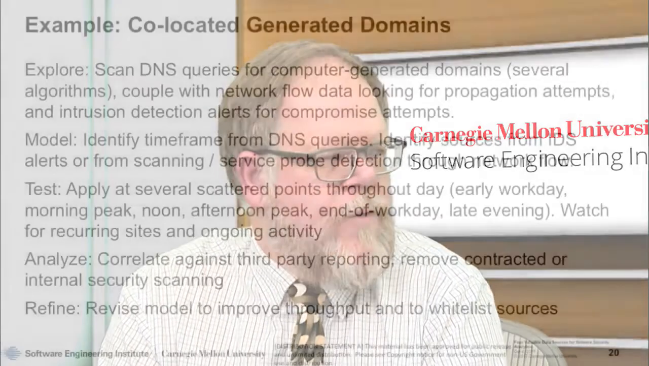And then once we've identified the resolution of such domains, now we can start looking and saying, okay, at the time frame in which those resolutions were taking place, what was the network doing? Where was there propagation going across there? Were there intrusion detection alerts being found at that point? Can we couple the generation of these domains with other indications that there's been compromises on our networks and be able to identify them?